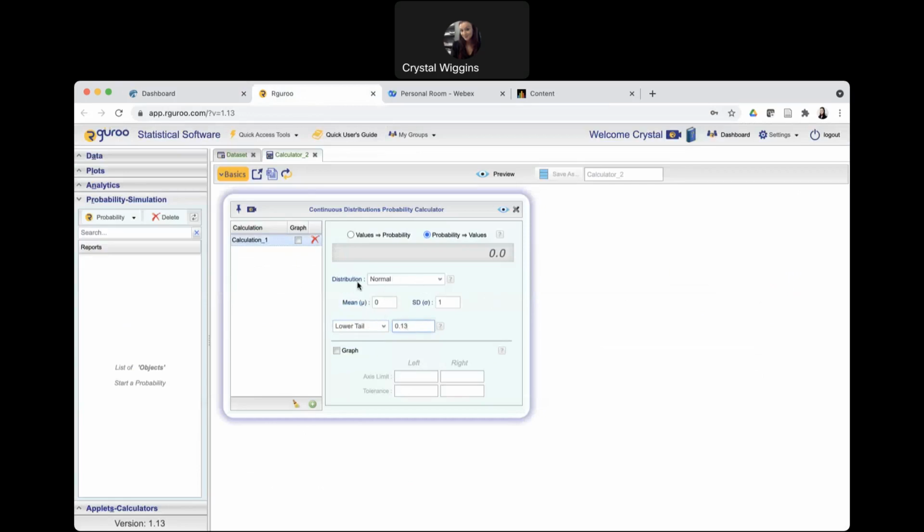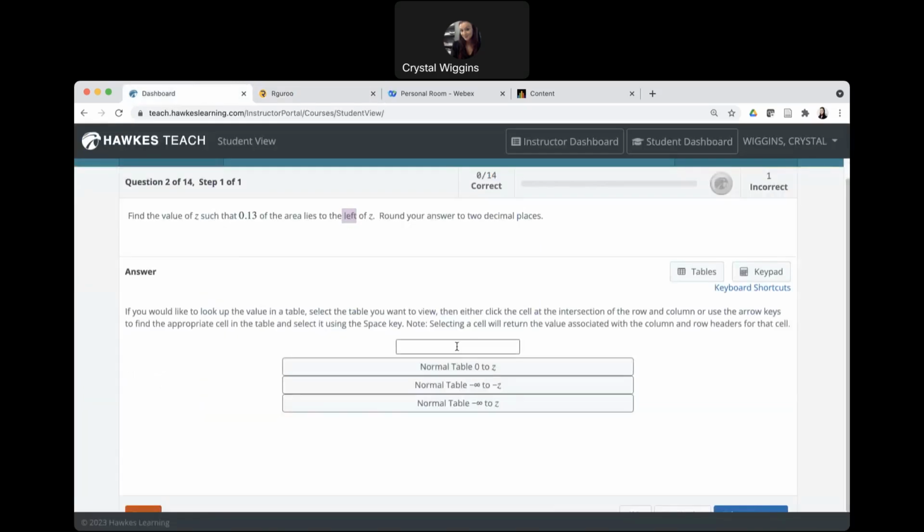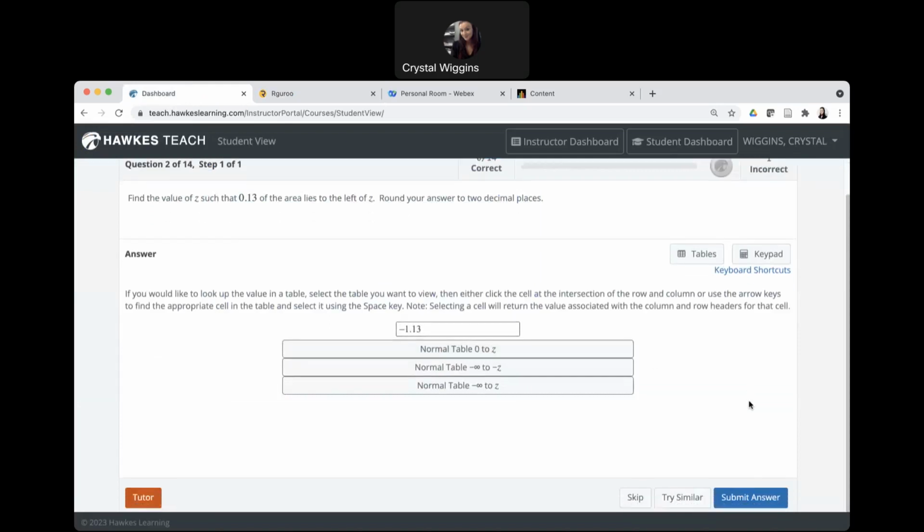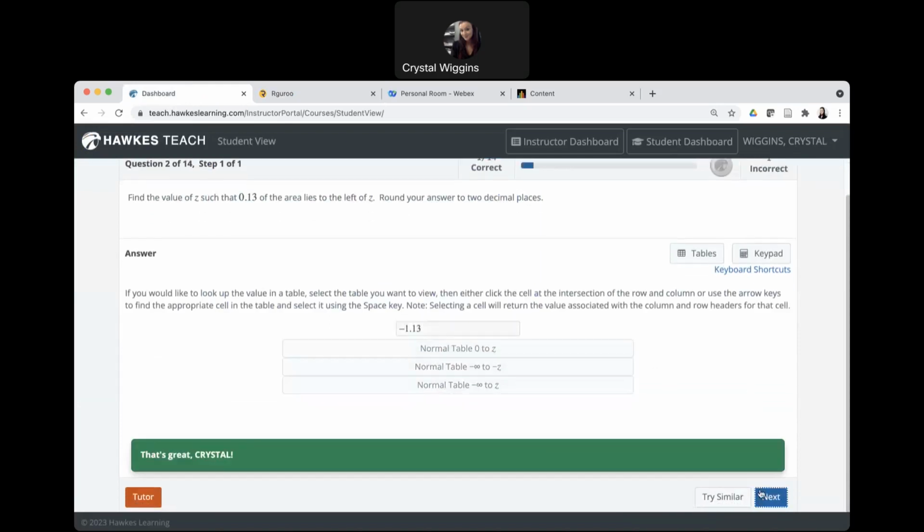Okay, so notice that the distribution chosen is normal. We don't actually have to change that distribution for these two sections. That's going to stay on the normal distribution. The default is the standard normal curve where the mean is always 0 and the standard deviation is always 1. So at this point, I've filled in everything I needed and I clicked my eyeball to get my z-score. The z-score that marks the lower tail of 0.13 is negative 1.13. Z-scores are always rounded to 2 decimal places. So I will type that in here, negative 1.13, and it tells me, yay, I'm correct.